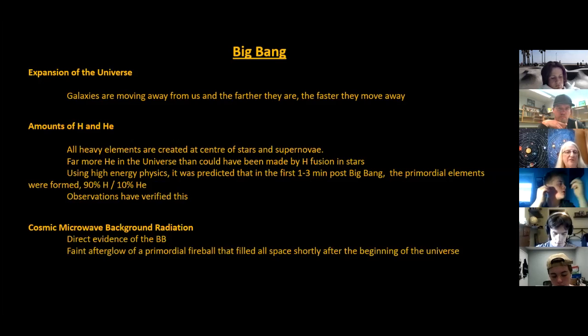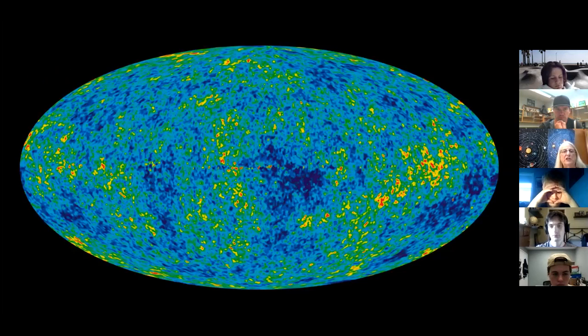And the third line of evidence is the cosmic microwave background radiation. This is direct evidence for the Big Bang. It is the faint afterglow of that primordial fireball that filled all space shortly after the beginning of the universe. And this is what that afterglow looks like. So these are showing warm spots in the yellow and red and cooler spots in the blue.